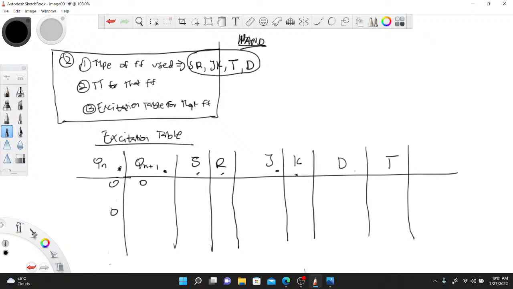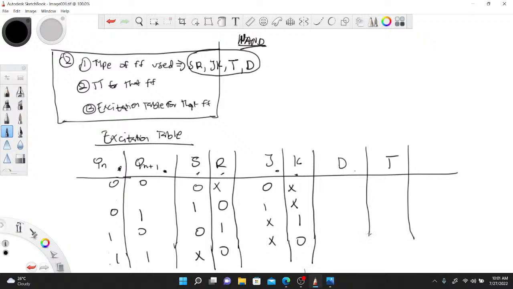0 0, 0 1, 1 0, and 1 1. Yes, and for the SR, you have 0X. So I think that after this video is done, I'll write them down, take pictures, and then I'll put them in the link of the video so you can download them and have them on your fingertips when you need them. Right? You have 0 1 and then you have X0. Right? For the JK, you have 0X, 1X, X1, and then X0.